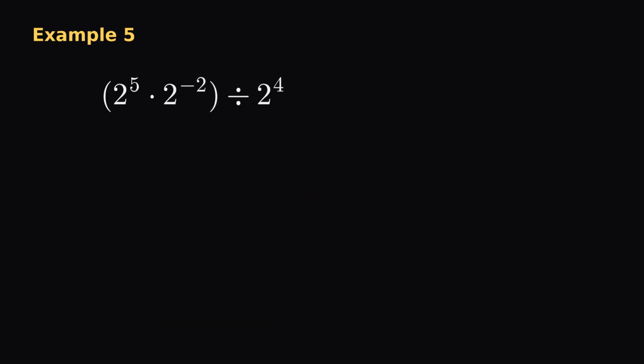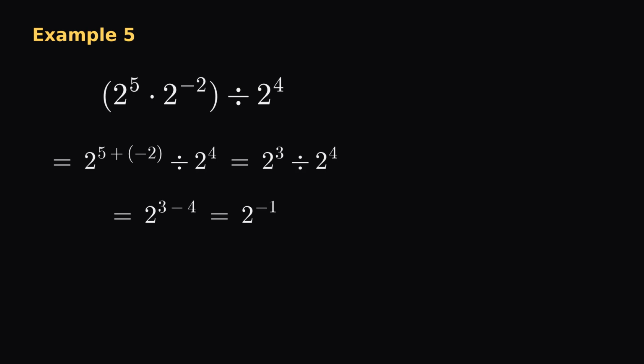Last one. Simplify 2 to the fifth times 2 to the negative second, all divided by 2 to the fourth. Inside the parentheses, same base, multiplying. Add the exponents. 5 plus negative 2 is 3. So we have 2 cubed divided by 2 to the fourth. Now subtract. 3 minus 4 is negative 1. So this equals 2 to the negative 1, which is 1/2.